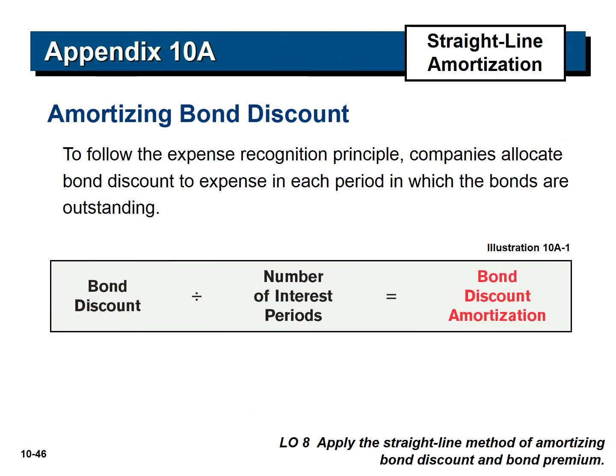Let's talk about amortizing. Amortizing a bond discount just means writing it off. We have to write it off over the number of interest periods. So we take our bond discount divided by the number of interest periods, and that gets us how much. Now this is a write-off: how much of the bond discount we're going to write off or reduce during the period.